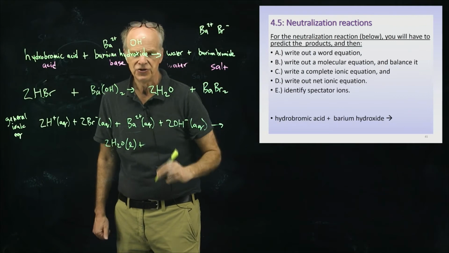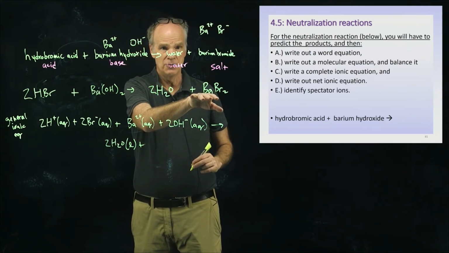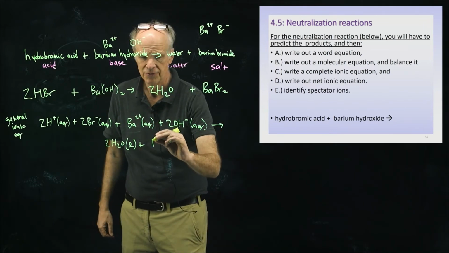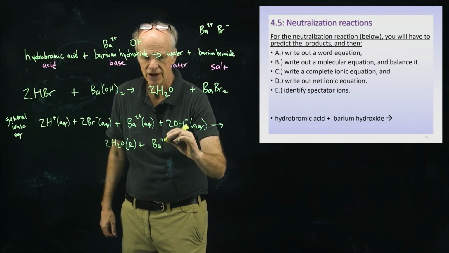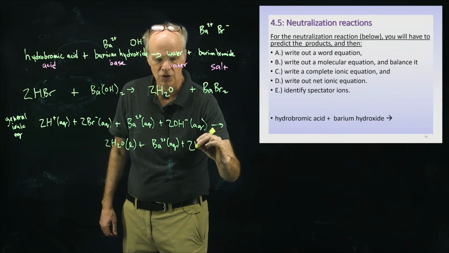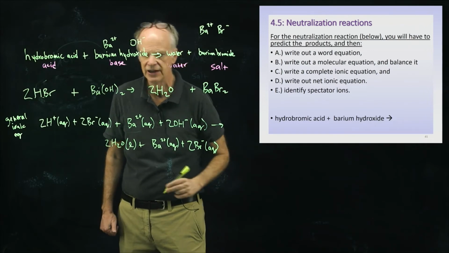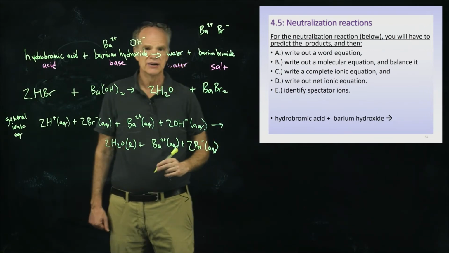And then we have some products, which are barium bromide. Those are soluble in water. So I'm going to write plus Ba2+ aqueous plus 2 bromide ions aqueous. And so I think that should be fine. So that is the complete ionic equation.